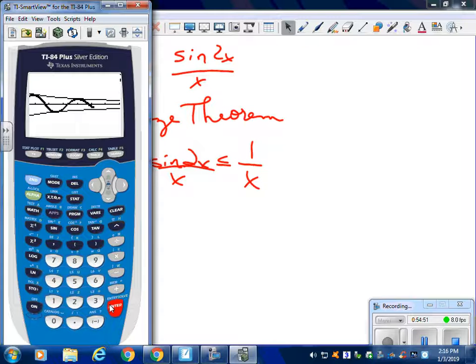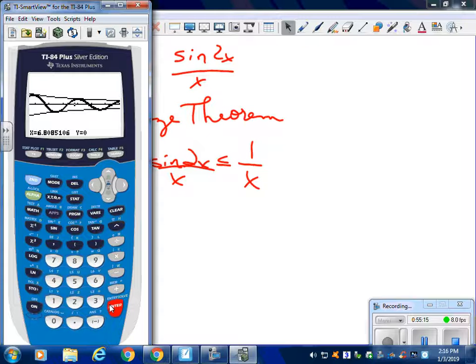What you'll notice is it squeezes my curve between these two. Does everybody see that? Now, if I go over more, what are these two curves doing as they get closer and closer to positive infinity? They're squeezing it more and more. And what's it going to eventually go to?